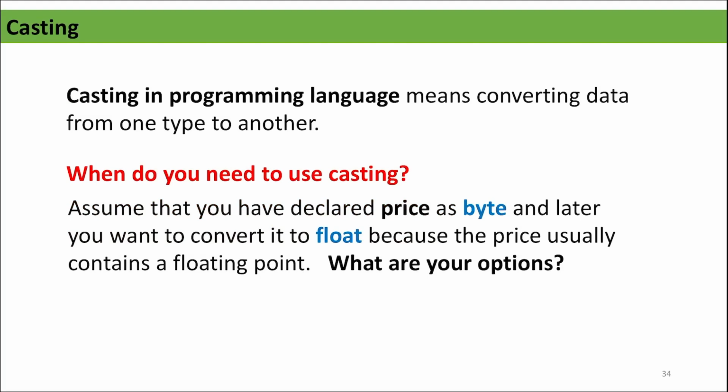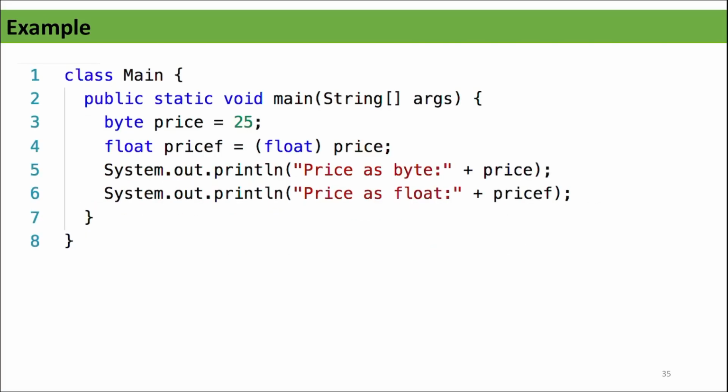So why do we need casting? Assume you already declared a variable called price of a byte data type, and later you find it's not good enough to hold the data. The data you have is bigger than byte, so you want to make it float. You also need to use some decimal point. So how do you do that? Do you rewrite your program, or do you find another way? There is another way, by using casting. So you can cast byte into float. Basically, you can cast any small data type to a larger data type, and we will see that.